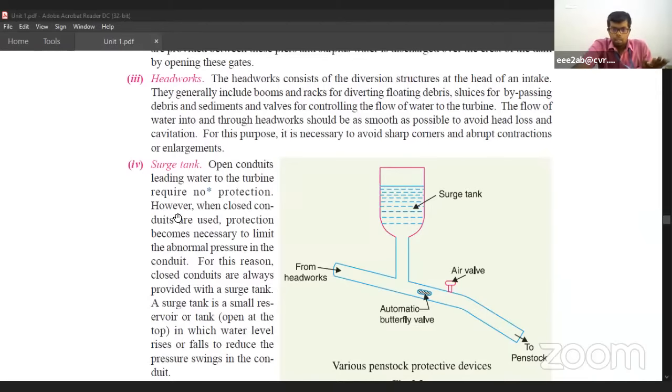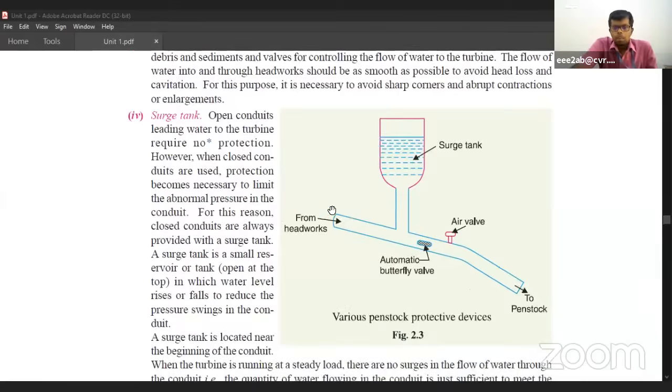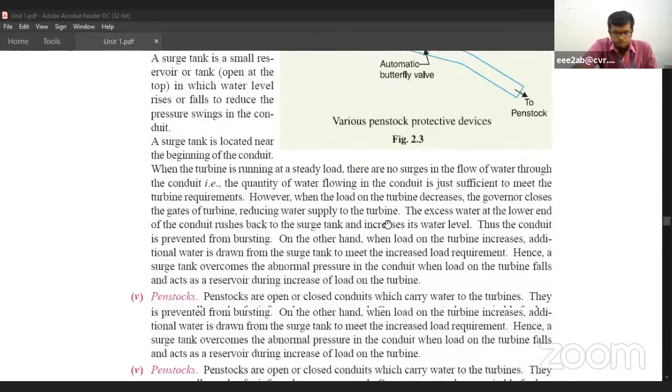Have you visited your overhead tank, how it is connected? Like that, we have seen the usage of this surge tank, and how the pressure inside the penstock is limited by this surge tank.